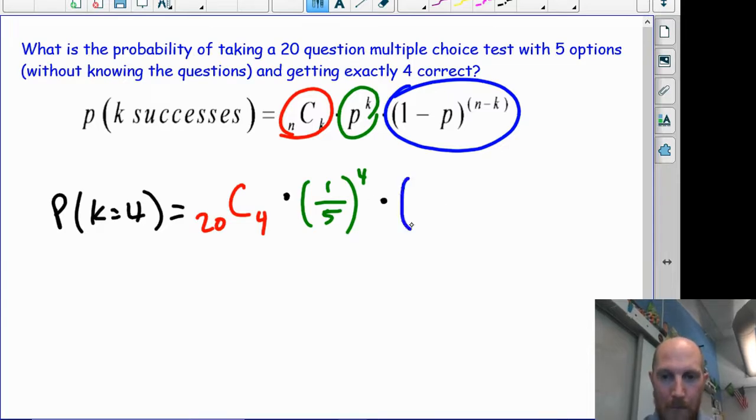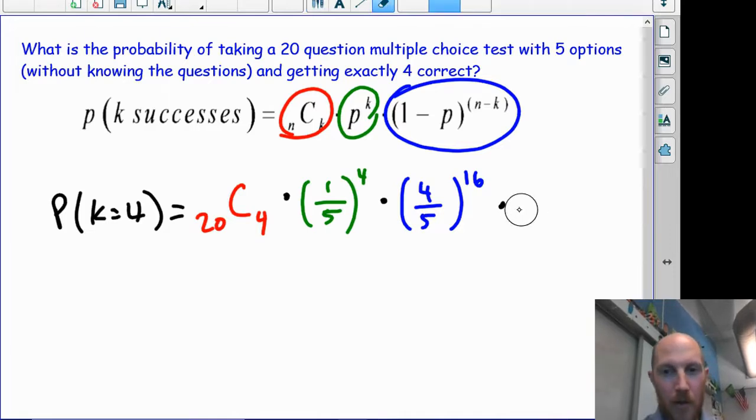Okay, in blue, this is all about failure. So the base, the probability of getting it wrong. Multiple choice question has 5 options. 4 of them are the wrong answer. So 4/5 is my chance for each question. That's my odds of getting it wrong. And the exponent on the blue part is going to be the number of questions I would get wrong. So if there's 20 questions total, I'm asked about getting 4 correct. That leaves 16 of them not correct. Right, and then if you wanted this as a percent, we could put times 100 at the end. If you don't want it as a percent, then don't put times 100 and you'll get the decimal version.